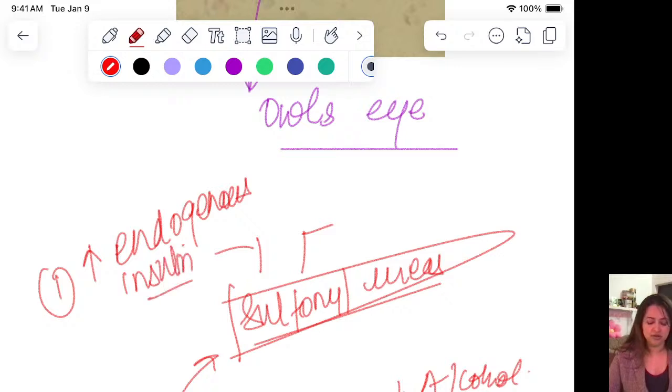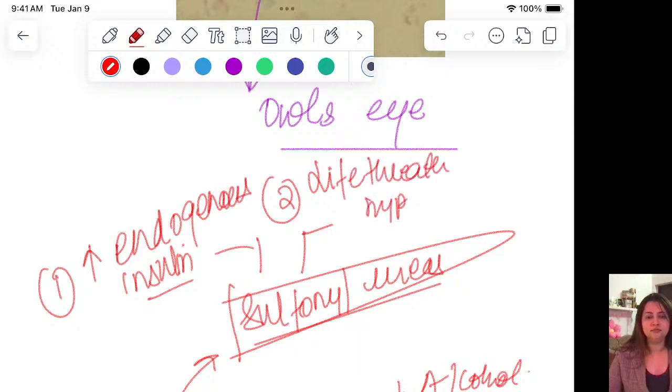Endogenous release of insulin. Second thing, they are associated with life-threatening hypoglycemia. So supposing someone is taking sulfonylurea and along with that the patient has skipped a meal, or there's a long gap between two meals and the patient is on fasting state, there's a high chance that the patient could develop life-threatening hypoglycemia. That's a very dangerous side effect of sulfonylureas.